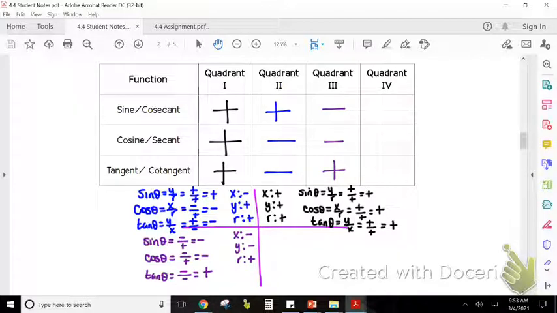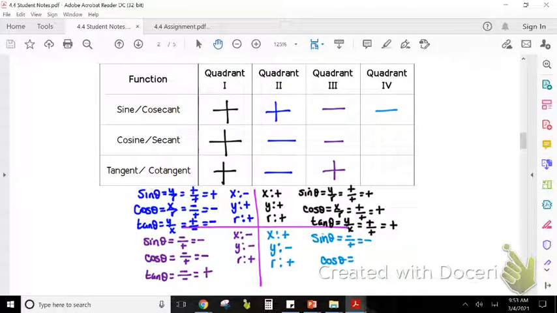And then quadrant 4. In quadrant 4, remember that x is positive, y is negative, and r is always positive. So sine is y over r, a negative over a positive, which gives us a negative. So sine and cosecant are both negative in quadrant 4.